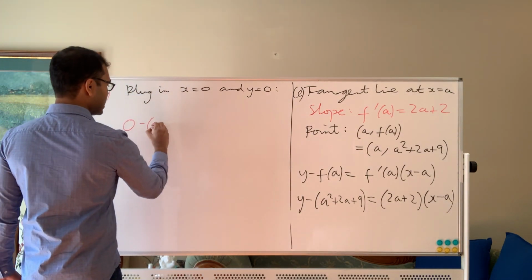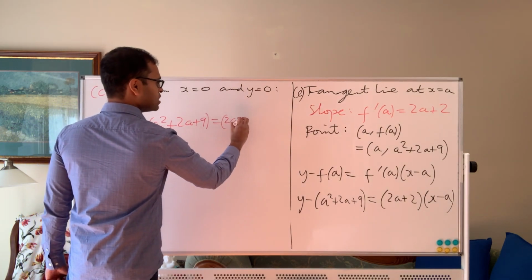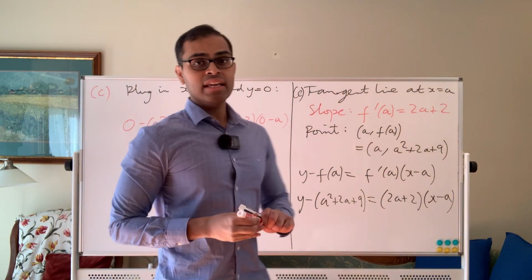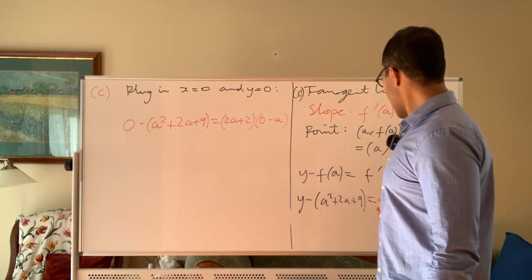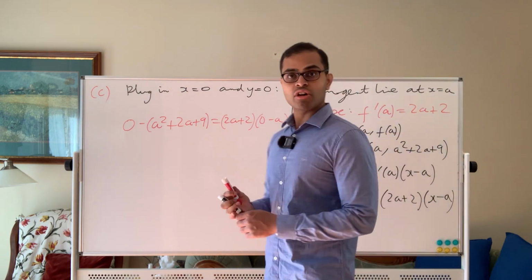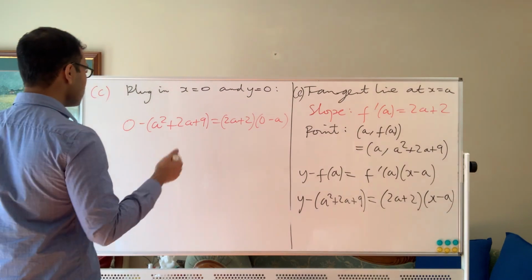So we're going to get 0 minus a squared plus 2a plus 9 is equal to 2a plus 2 times 0 minus a. If this equation is satisfied, that means the line passes through the point (0, 0), where x is 0 and y is 0. Now we need to solve for a, and these are going to give us the tangent lines which are passing through the origin.